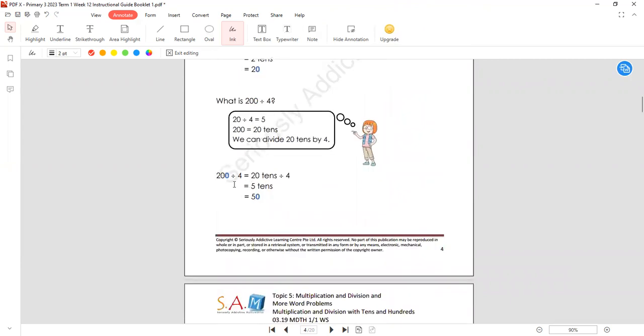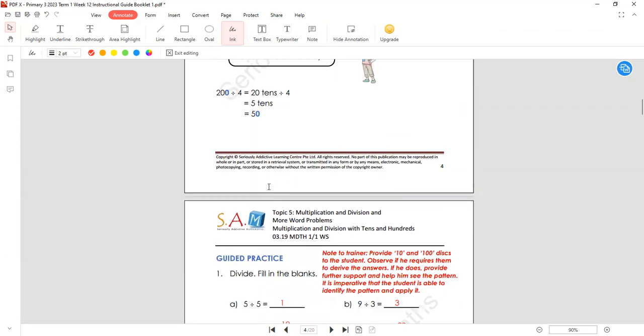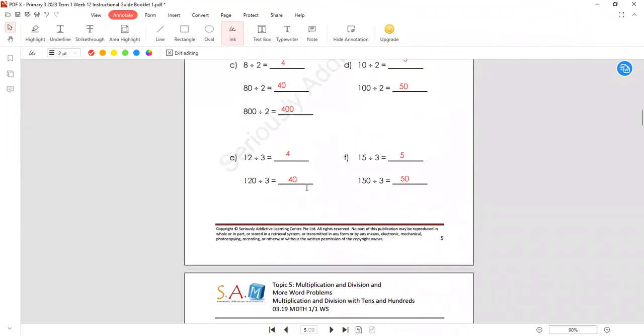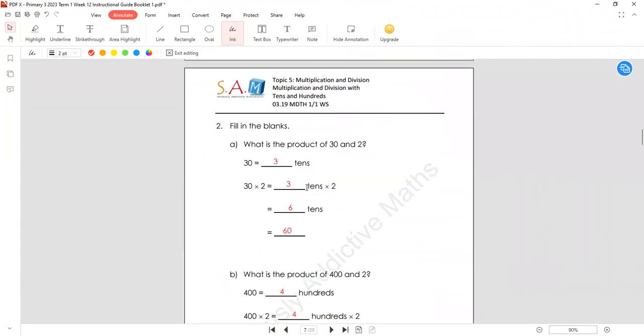Now for this one over here, which is quite interesting: 200 divided by 4. If they take away the 2 zeros first, 2 divided by 4, they will have a hard time doing it. So maybe just take away 1 zero. They can do 20 divided by 4, which equals 5, then put back the zero. After that, get them to do the guided practice.